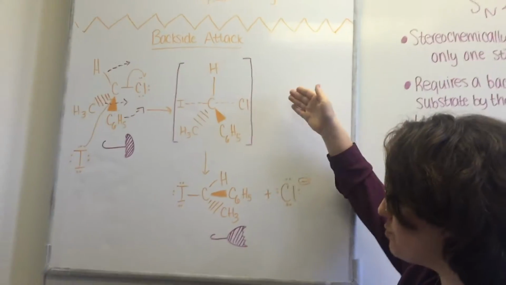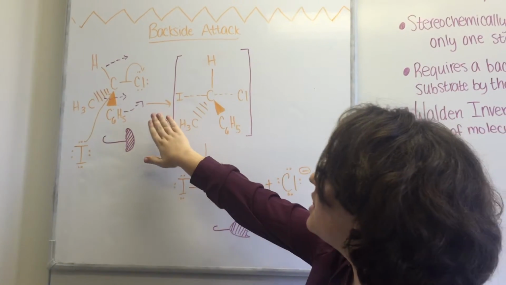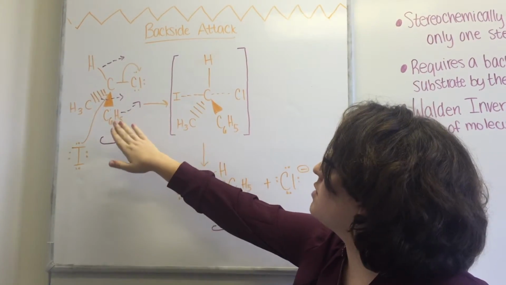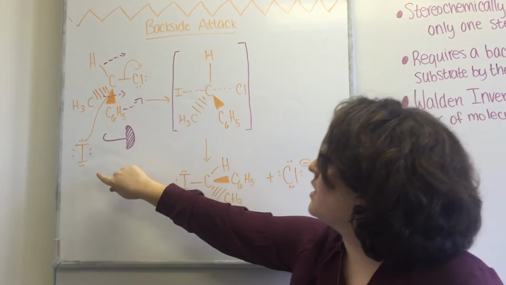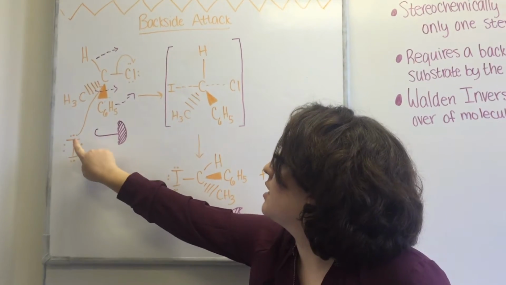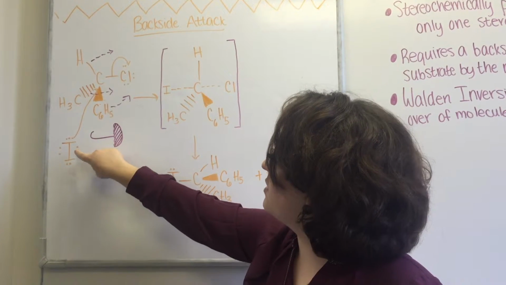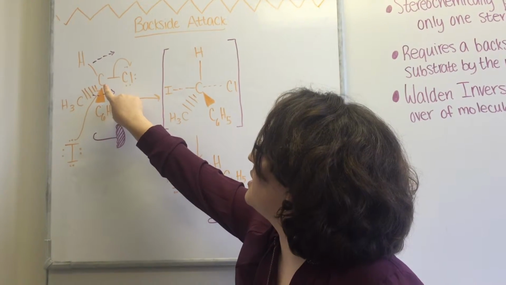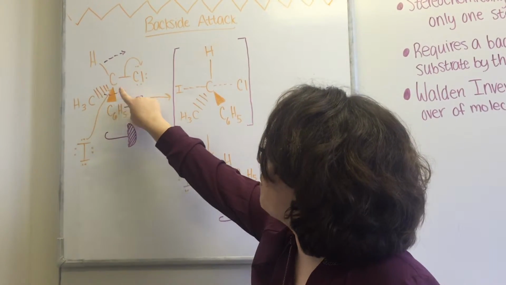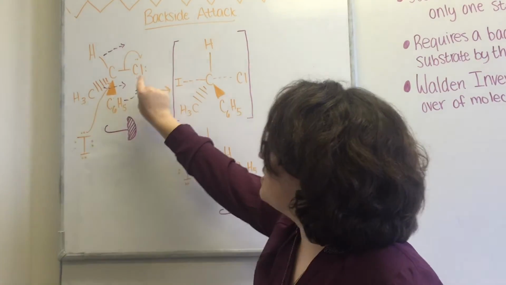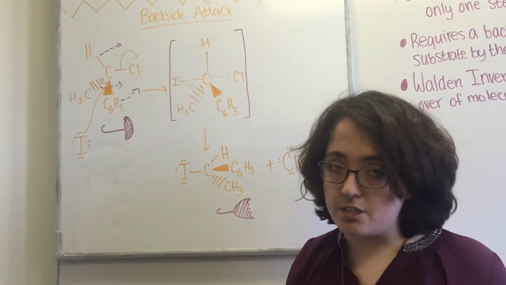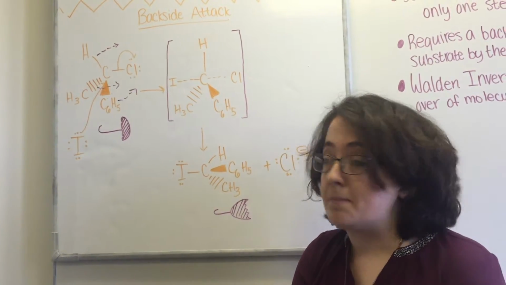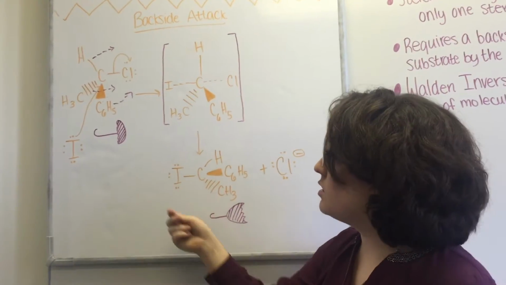Okay, so let's look at an example. In this molecule, here's our substrate, and here's our nucleophile. The nucleophile comes up and attacks the central carbon, the alpha carbon, from the opposite side of the leaving group. This is due to steric hindrance and charge repulsion.